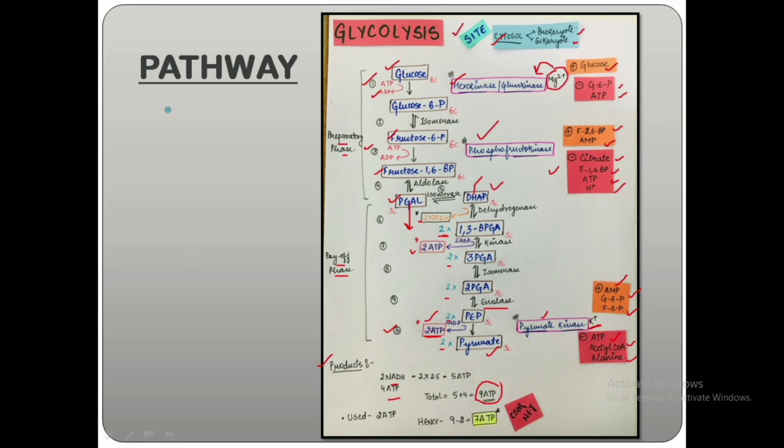How 9 ATPs? Because 1 NADH is equivalent to 2.5 ATPs. So we'll calculate it for the 2 NADH. Hence we are getting 5 ATPs from NADH and 4 ATPs formed directly. We have a total of 9 ATPs formed. But in the preparatory phase, we are using 2 ATPs. Hence, the net ATP gain would be 7 ATP.